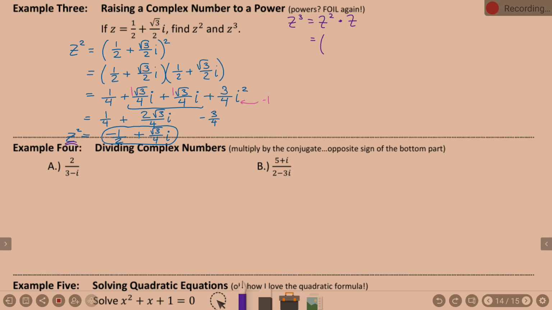Z squared we came up with to be -1/2 plus square root of 3 over 4 times i. The original z was given as +1/2 plus square root of 3 over 4 times i. And we're ready to FOIL?